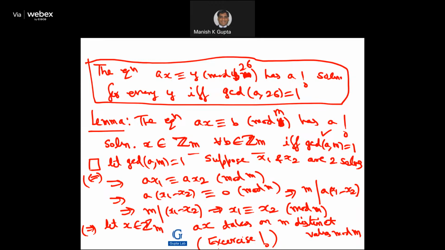The other part I'll leave to you as a time problem. Suppose x is in Zm. Then you need to observe that Ax takes on M distinct values mod M. I think you can try that, so I leave it to you. So basically, this is an interesting fact: if GCD of A and M is 1, then this equation has a unique solution.